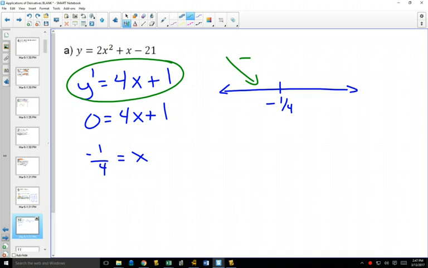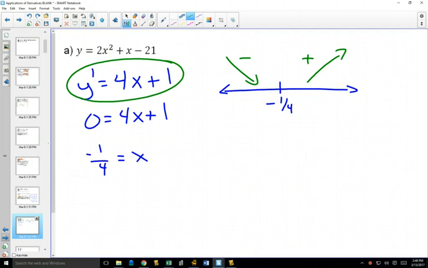Similarly, if I try plugging in a value larger than -1/4, like 0, into my derivative, I'm going to get a +1. In fact, anything that you choose larger than -1/4 will give you a positive value. That tells me that all of my tangents in this section are positive, and my function has to be increasing.